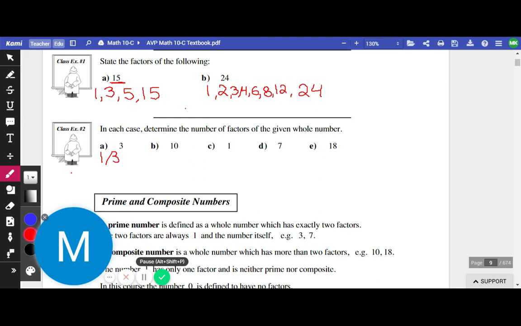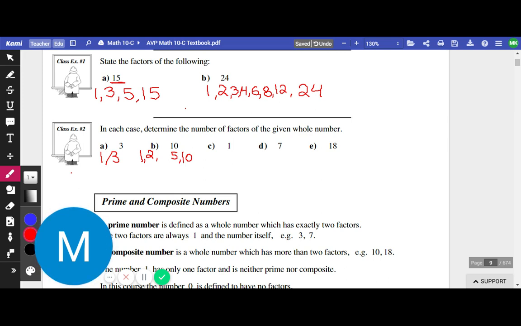The factors of 10, I always start with 1, right? That's the easiest one. When I divide by 1, I also get 10. So it kind of gives me my upper and lower limit. And then I work my way up. I can divide by 2. That gives me 5. 3 doesn't work. 4 doesn't work. 5 does work. 5 is already on my list. That means there's 4 factors to 10. 1, 2, 5, and 10.